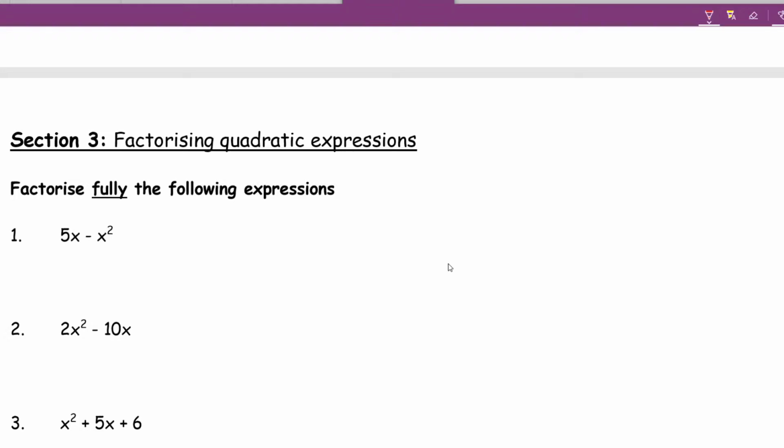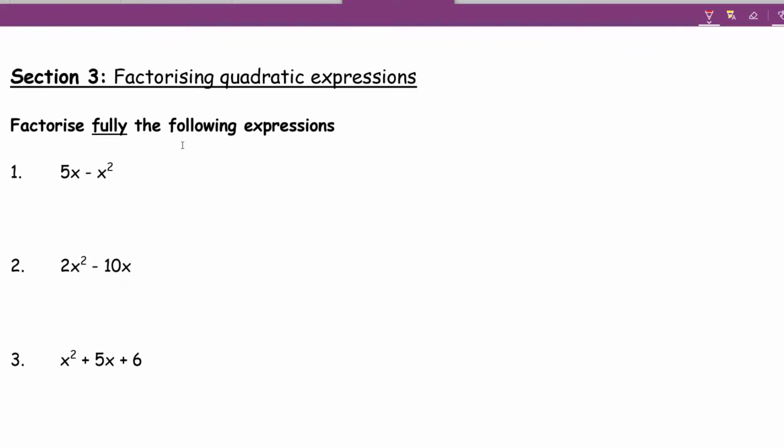Okay, maths. So in this section, section 3, we're going to be factorizing quadratic expressions. So again, quite a bit of stuff you've done here at GCSE level. It's just recapping and doing some stuff which might be a bit of extension of GCSE Maths, but will help you at A-level.